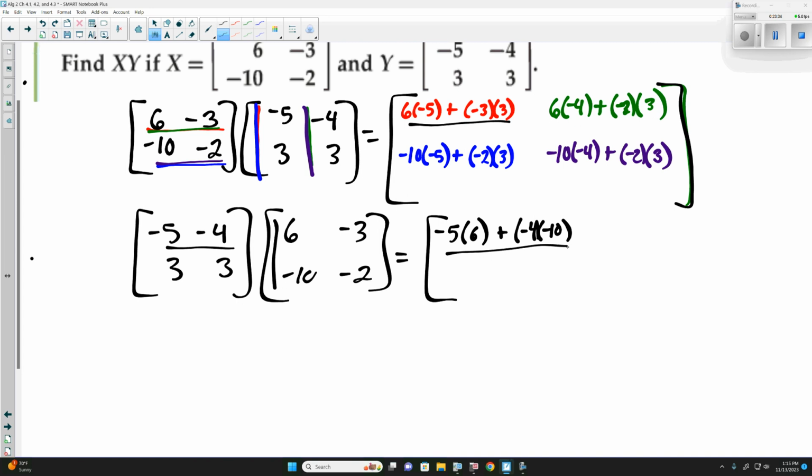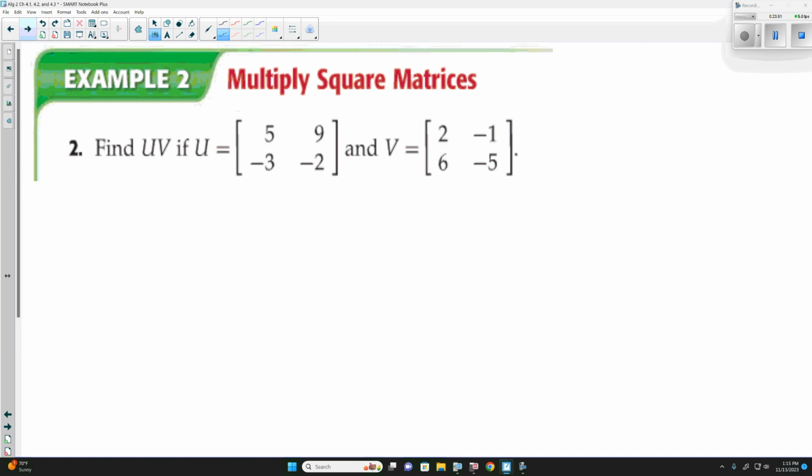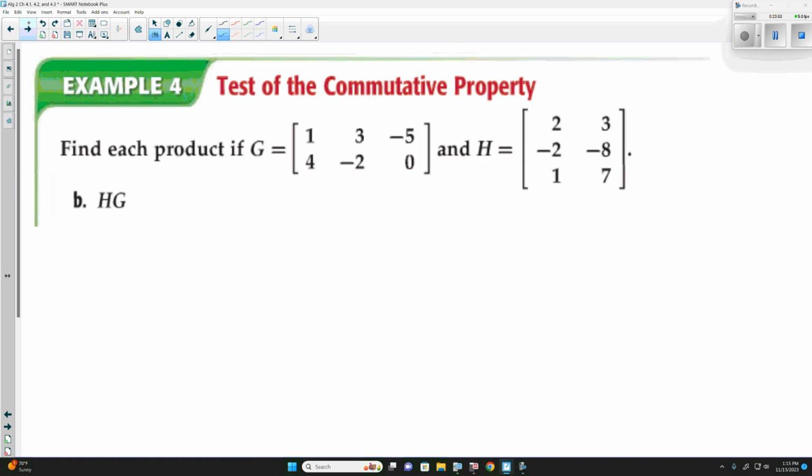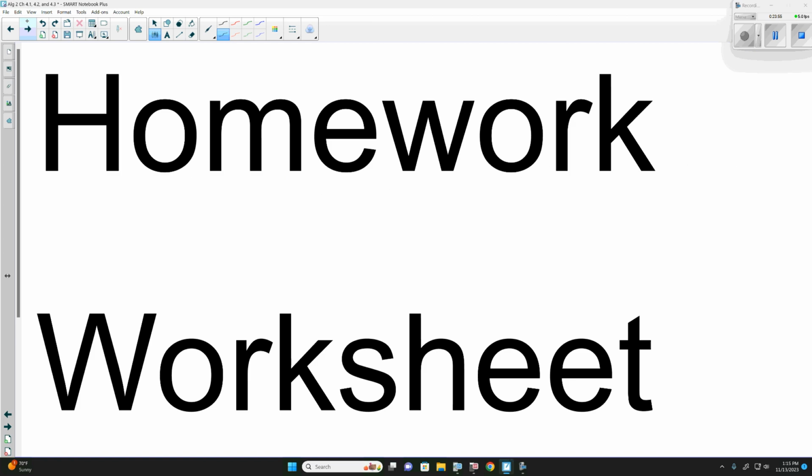So we can see here just by doing the first part of this multiplication, the negative 5 and 6 is the same, but instead of having negative 3 times 3, we now have negative 4 times negative 10. It's going to give us different values. Questions with multiplication? That's it.